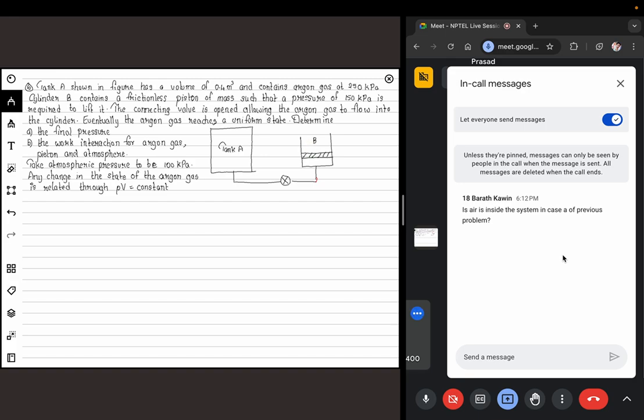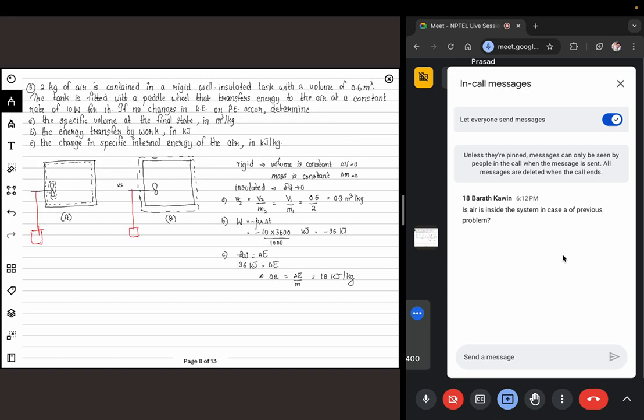In case A of the previous problem, is air inside the system? Yes, my system is only air, not the paddle wheel, so I've considered only air as my system in case A.